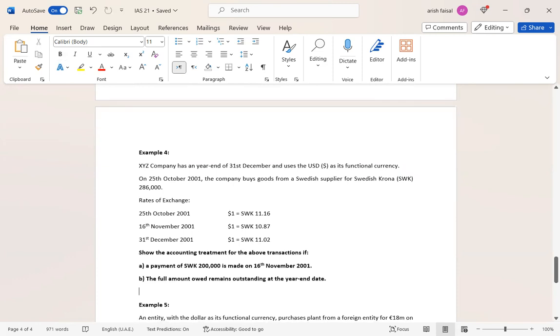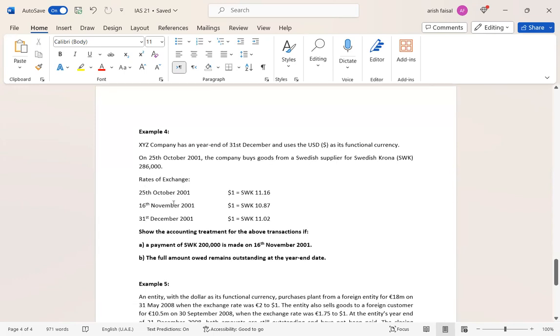Okay. So XYZ company has a year end of 31st of December and uses the US dollar as its functional currency. So this company is operating in the US dollar. That's their currency in which they are functioning. So that's their functional currency. On 25th of October, the company buys goods from a Swedish supplier for Swedish krona 286,000.